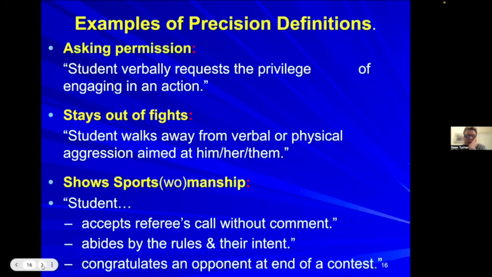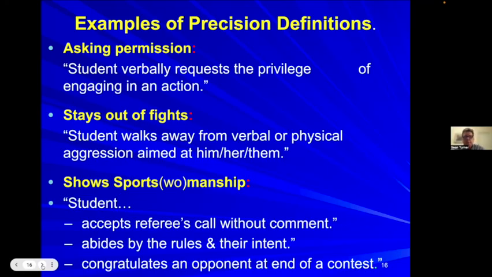Examples of precision definition. Asking permission: the student verbally requests the privilege of engaging in an action. Student walks away from verbal or physical aggression aimed at him or her. Student accepts referee's calls without comment, abides by the rules and their intent. So we want to be precise, objective, and measurable, but all of these are very objective. These are things that we see.